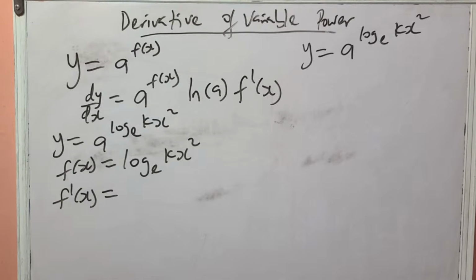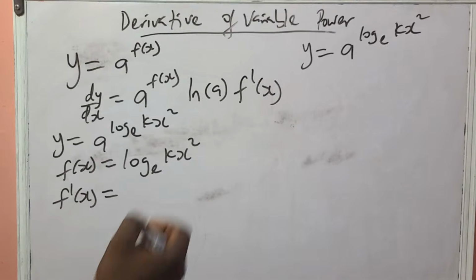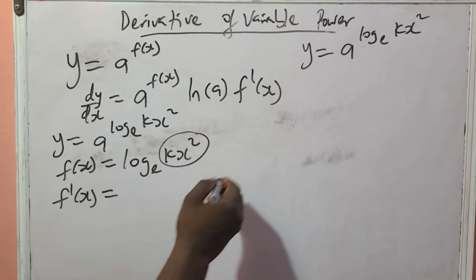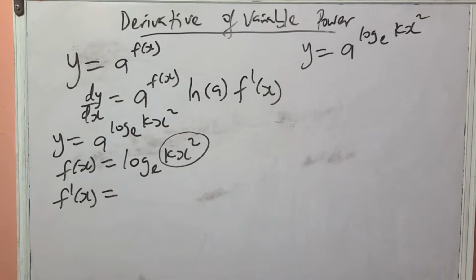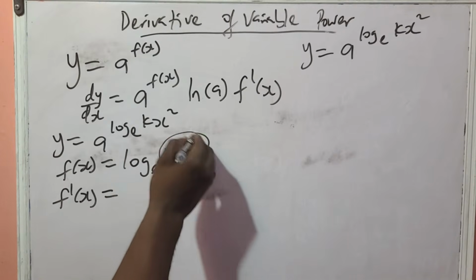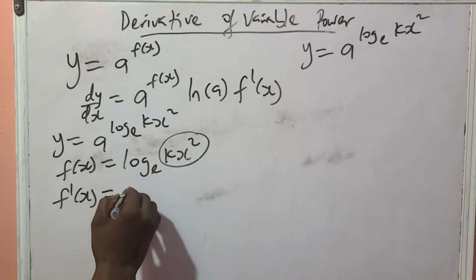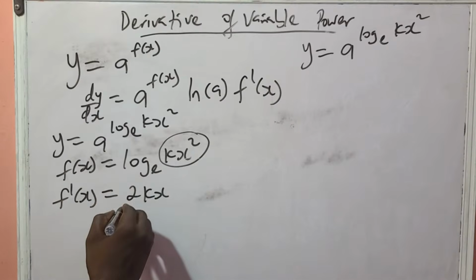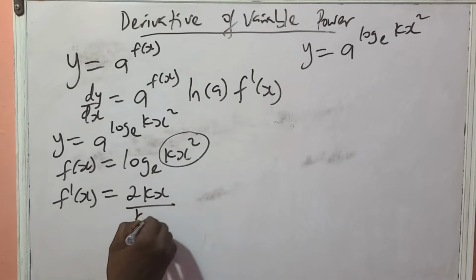So what do you do here? You differentiate the logarithm function. How did we used to solve logarithm functions before? Have you forgotten? You will take this as a function, that will be kx squared. You find its derivative over the normal function. So what's the derivative of this function? The derivative of this function is 2kx. I'm sure you agree with me. We say derivative over the normal function, which is kx squared.